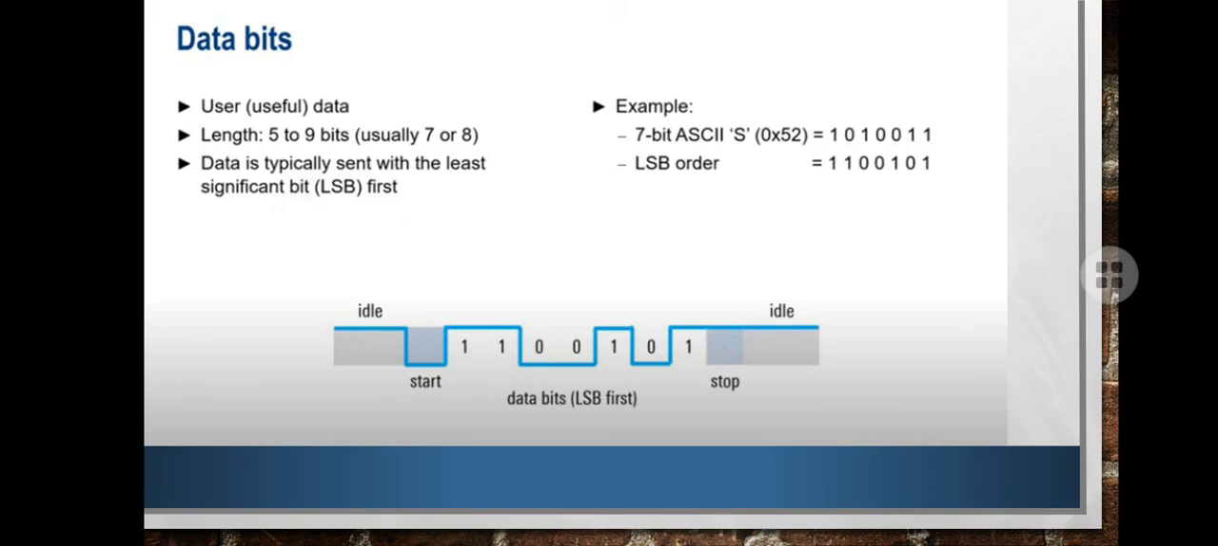Now coming towards the data bits. What are the data bits in the UART system? In UART, the data length is commonly between 5 to 9 bits, usually 7 or 8. Data is typically sent with the least significant bit first. For example, if you want to send the letter S through UART, the value of S in ASCII is 1010011. If we write in LSB order, we write it in reverse order, like 1100101, which is known as LSB order.